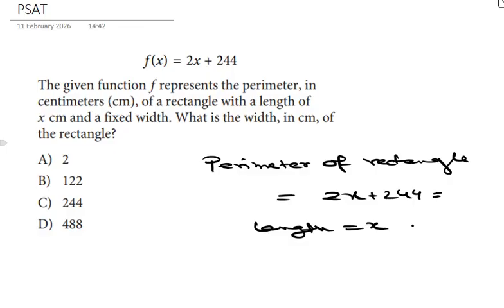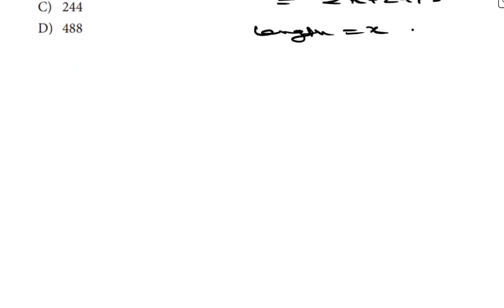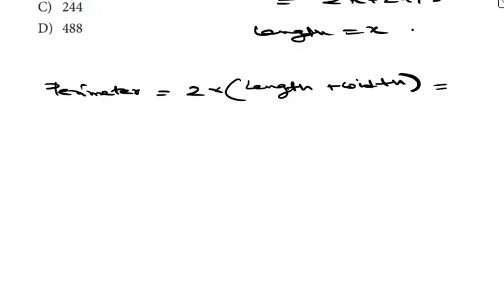Now we know that the formula for the perimeter of a rectangle is perimeter is equal to 2 into (length plus width). Okay, or we can write it as perimeter is equal to 2L plus 2W. Okay, now we substitute length is equal to x and width is equal to W. So perimeter P is equal to 2x plus 2W.